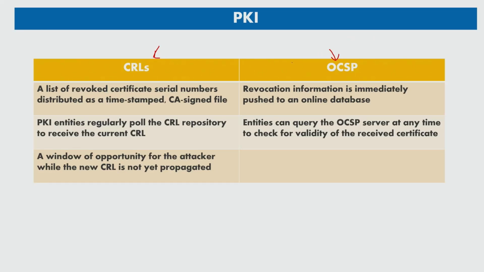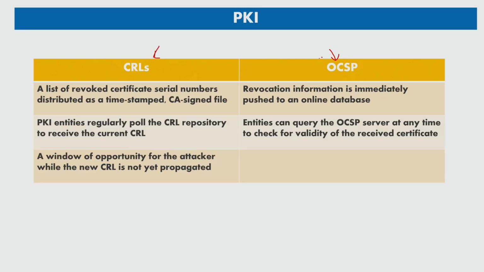The main weakness of CRLs is that they may contain stale information because they're issued on a regular basis, usually every couple of hours. If a key is compromised in the middle of that period and a new CRL is issued soon after, there is a vulnerability window during which the attacker can use the compromised key, while endpoints continue to use the old CRL, which does not contain the compromised key, until it expires.